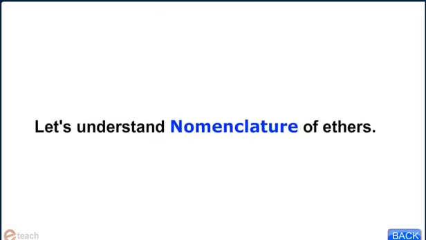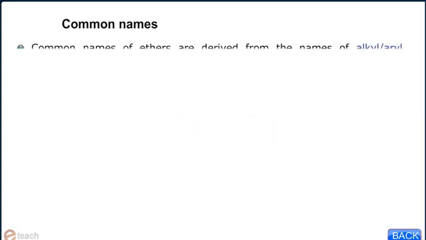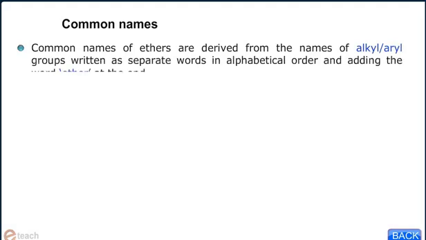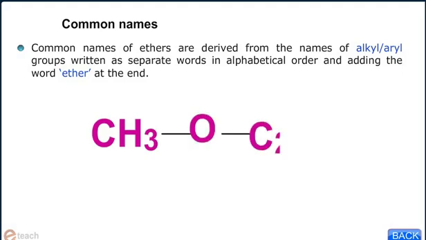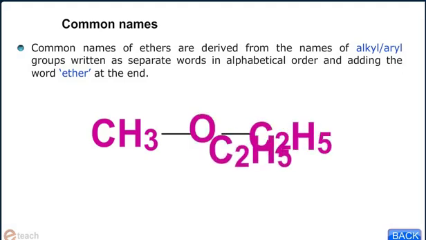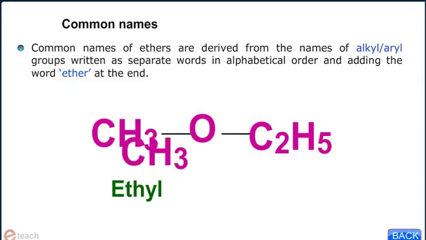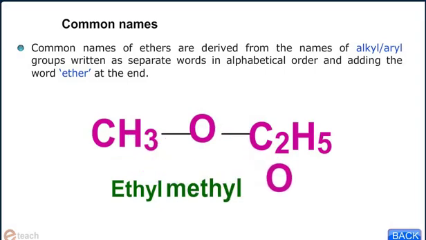Let us now understand nomenclature of ethers. Common names. Common names of ethers are derived from the names of alkyl or aryl groups written as separate words in alphabetical order and adding the word ether at the end. For example, common name of CH3OC2H5 is ethyl methyl ether.